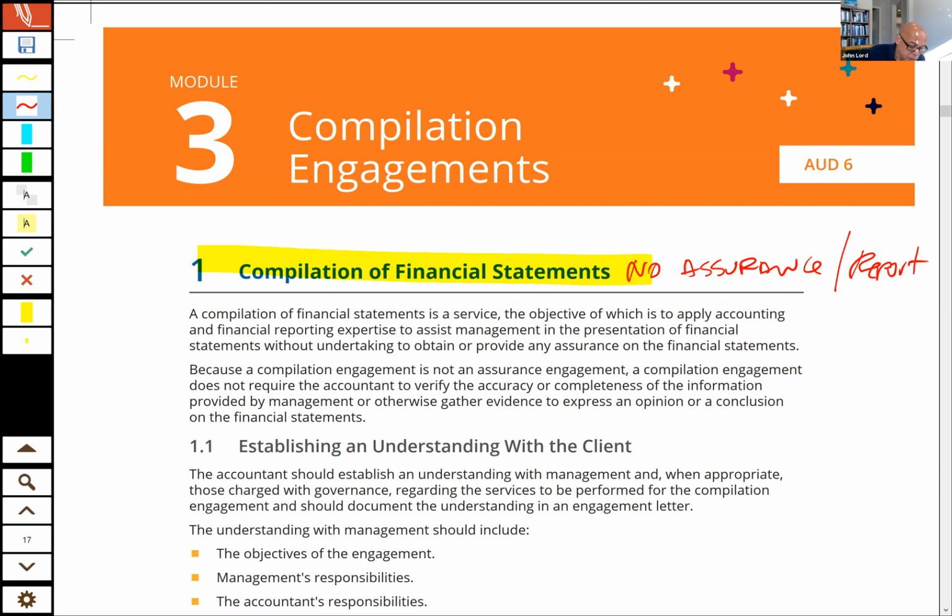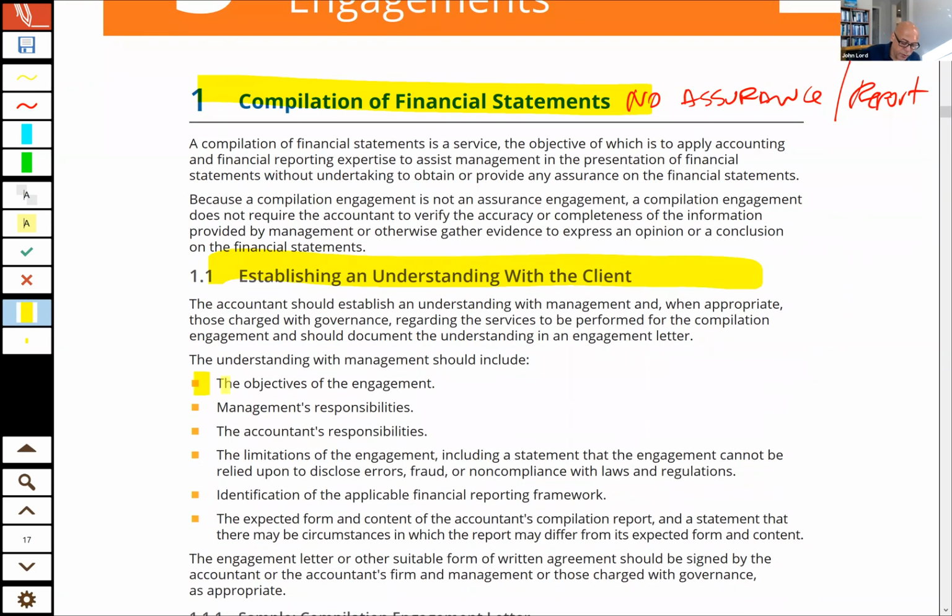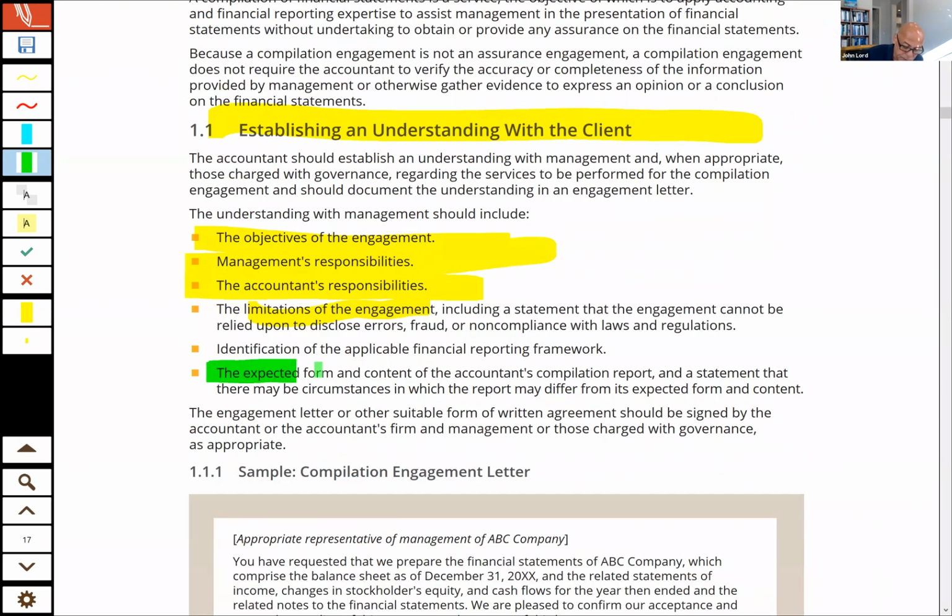That's the big difference. So do you have to have an engagement letter? Yes, have to have an engagement letter. Will the engagement letter talk about the objective of the engagement, management's responsibility, the accountant's responsibility, limitations of the engagement? Yes, just like it does in an engagement letter for an audit that we talked about at day 2, for a preparation that we just talked about. The big difference now for the compilation versus the preparation is, of course, the compilation engagement is going to say, hey, we're going to have a compilation report. It's going to talk about its form and content.